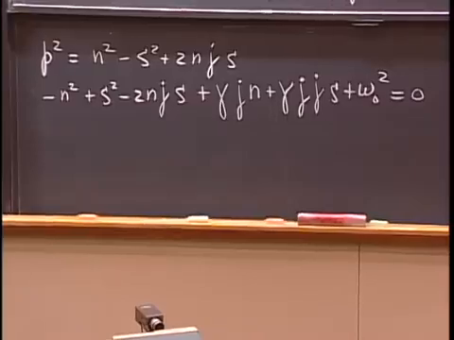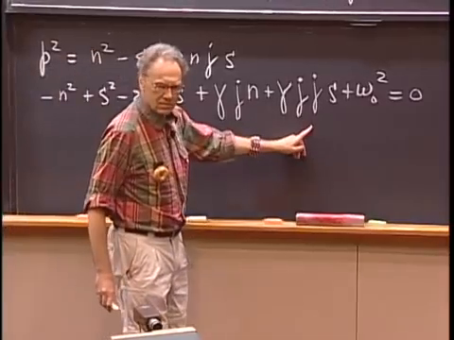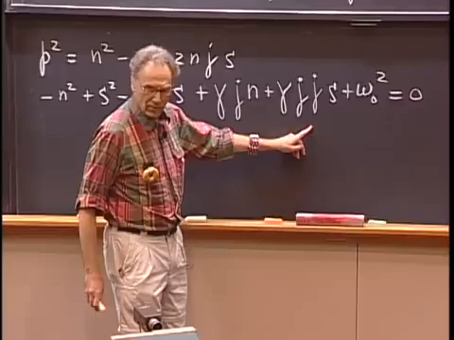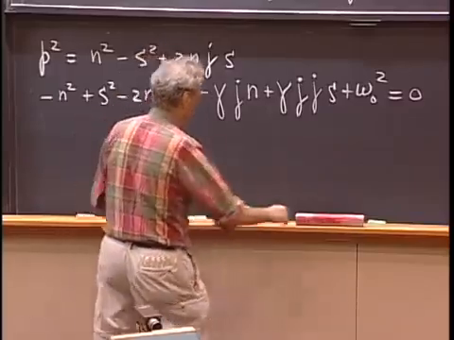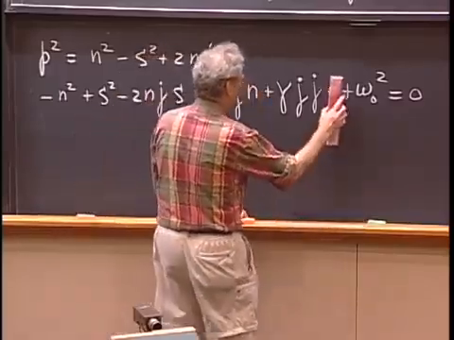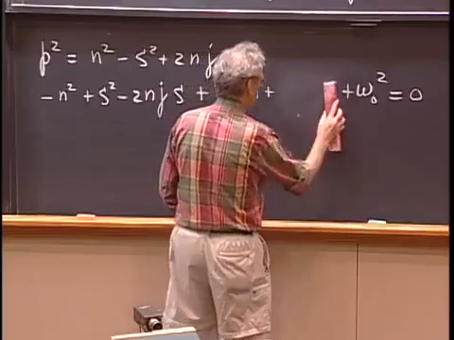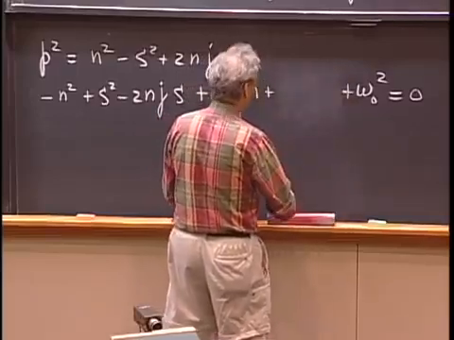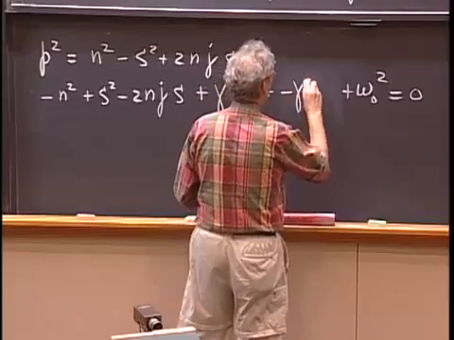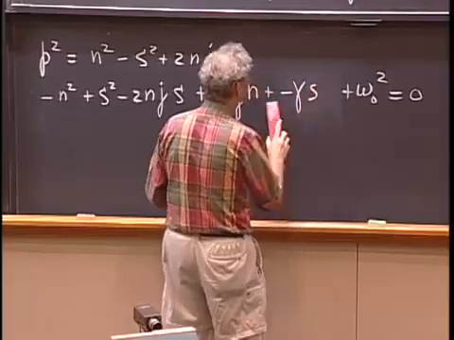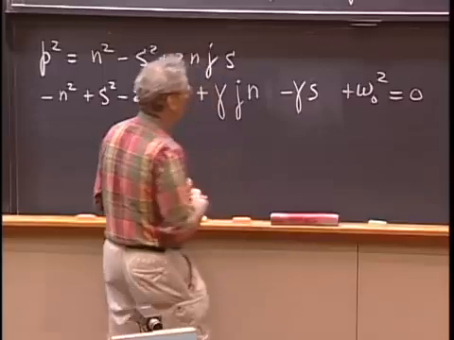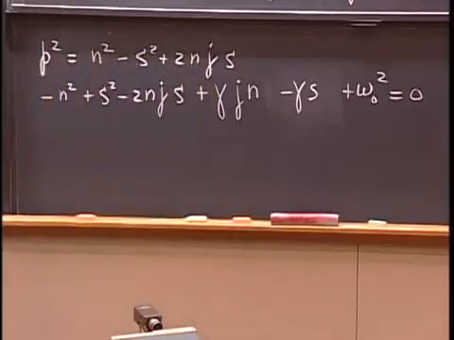I have here j squared. J squared is minus 1. So I can erase this and replace it by minus gamma s. You cannot do that, but that's the price you pay if you didn't take my advice not to take any notes. So this is minus gamma s.